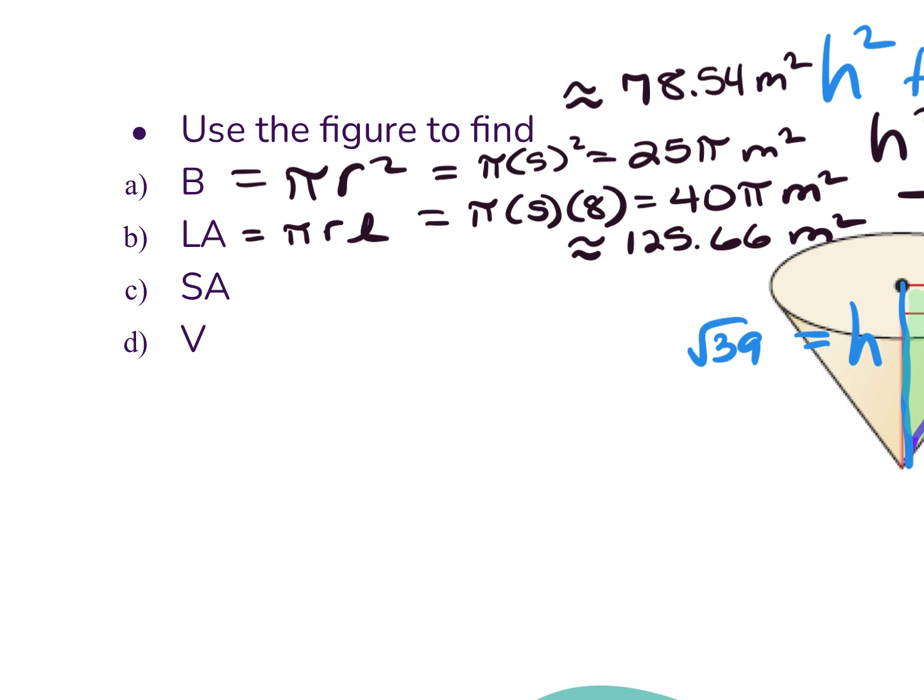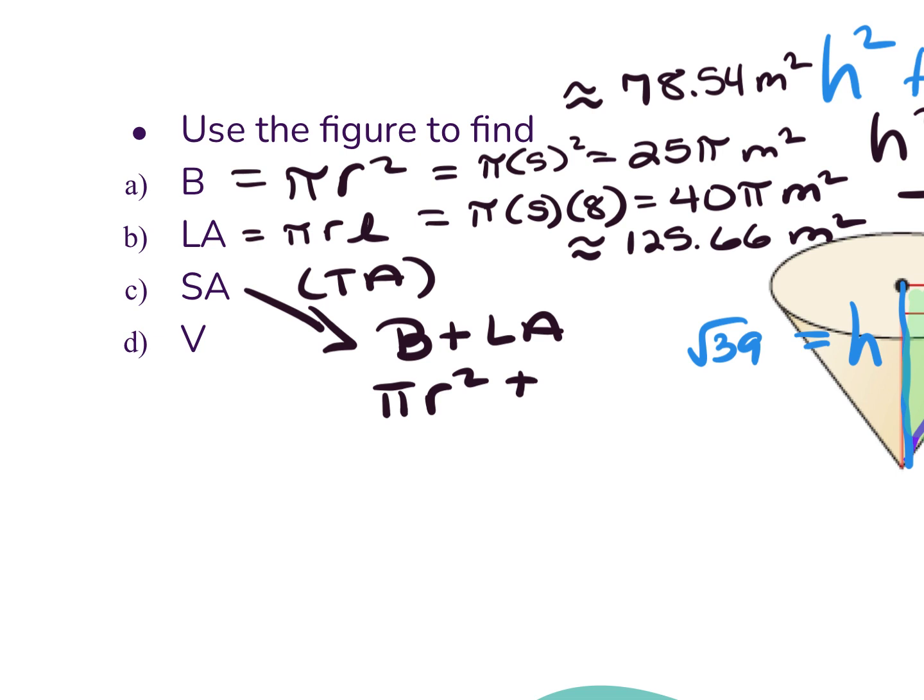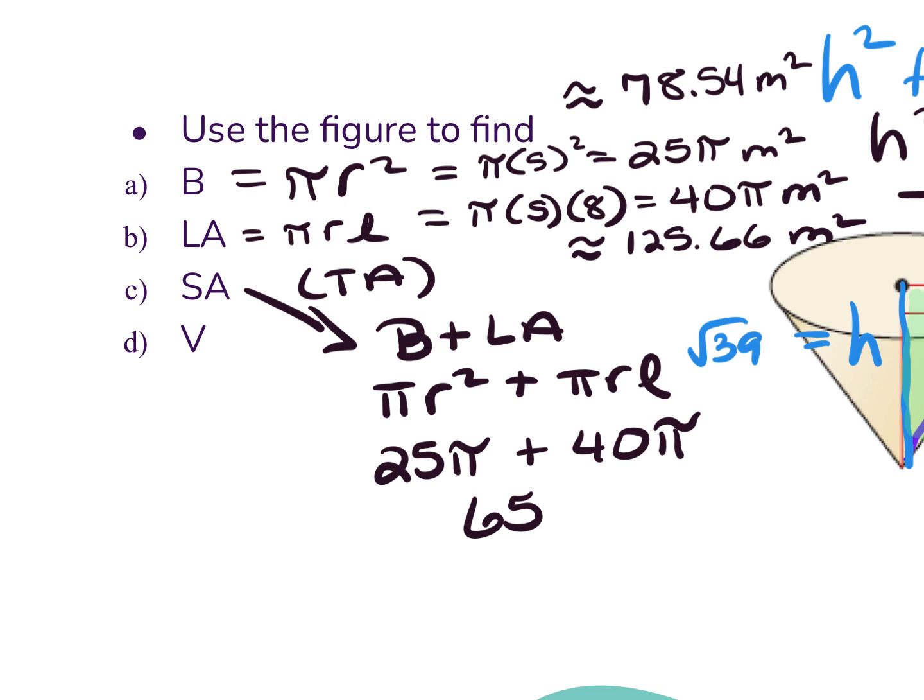For surface area, you could also sometimes see it called total area. Remember, it's the area of the base plus the lateral area. So the base shape is a circle, pi r squared, and the lateral is pi r l. We already did the base, it was 25 pi. We already did the lateral area, it was 40 pi. I'll add those together. Left in terms of pi, 65 pi, and again, meters squared.